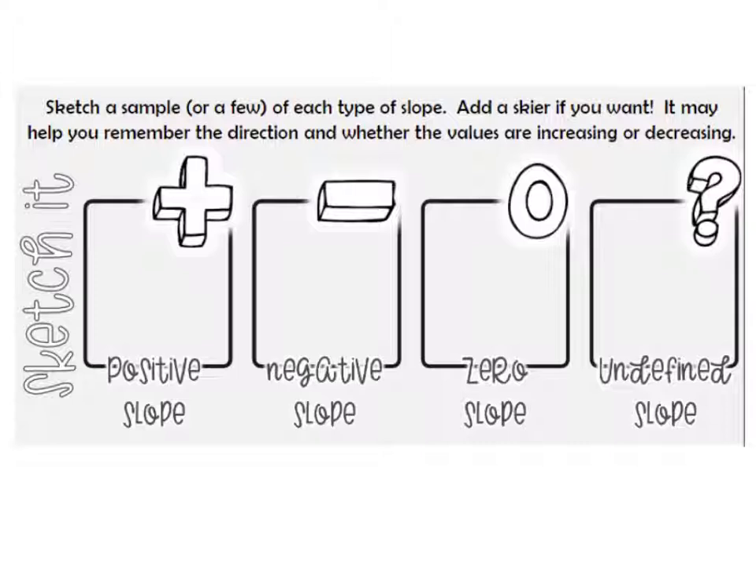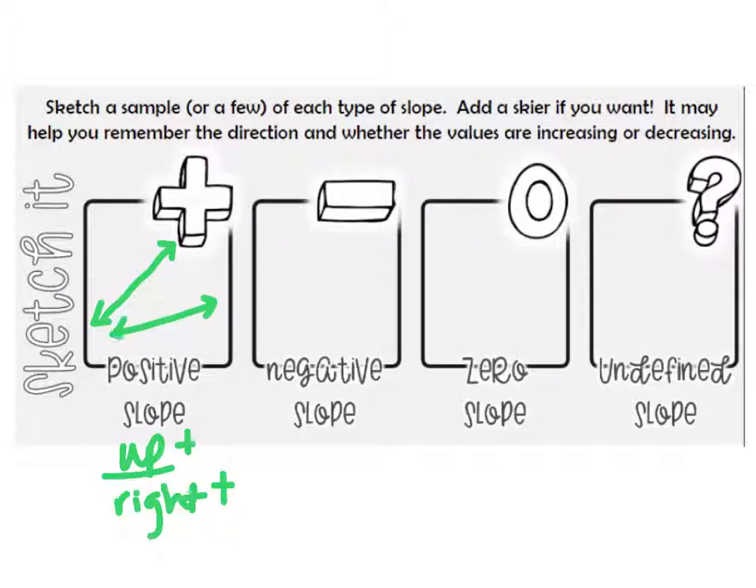Alright, on the back, skipping to the bottom, it says sketch a sample or a few of each type of slope. Add a skier if you want. It may help you remember the direction and whether the values are increasing or decreasing. So positive slope means that you're going up and right, because you're going positive and positive. Positive slope means you're going up and right, which means your line should always be slanted up from left to right. Those are all positive slopes, up and to the right.